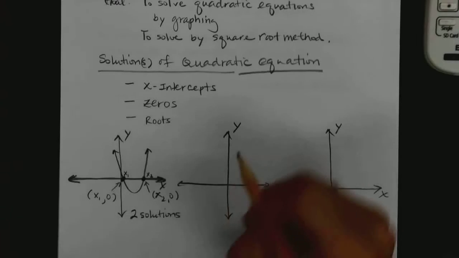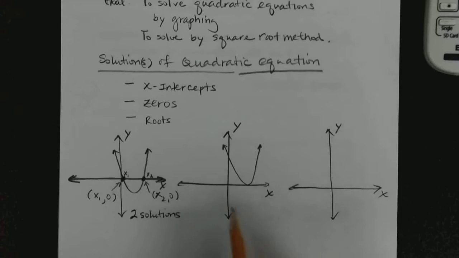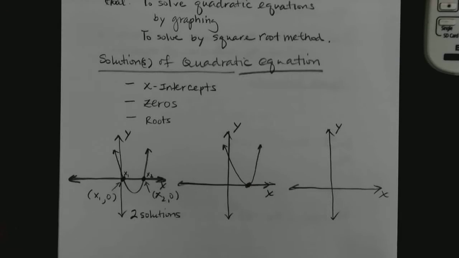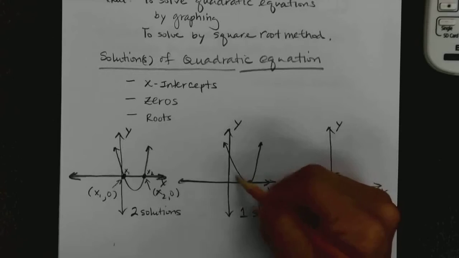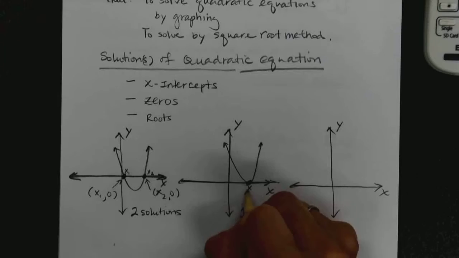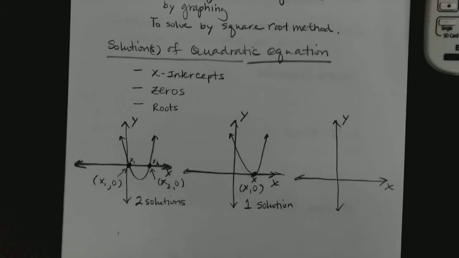Okay. Now if I had a parabola that looks like this, the parabola touches the x-axis at how many points? 1, right here. So when it touches the x-axis at exactly 1 point, this is when you have 1 solution. Make sense? Because we're looking for where the parabola crosses the x-axis, and it crosses at 1 point right there. I'm going to label this x, so that point is (x, 0).